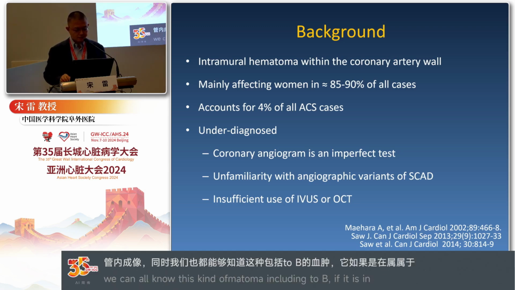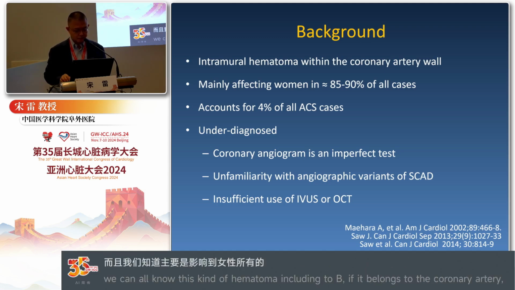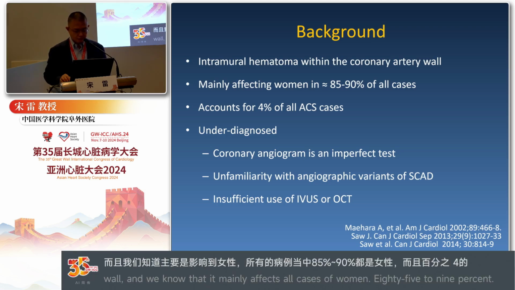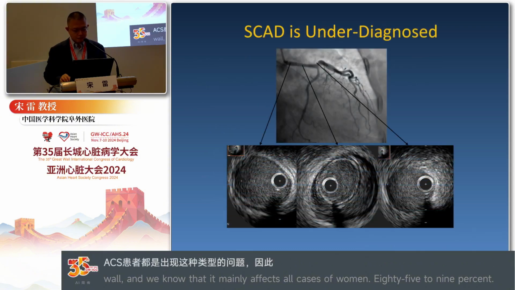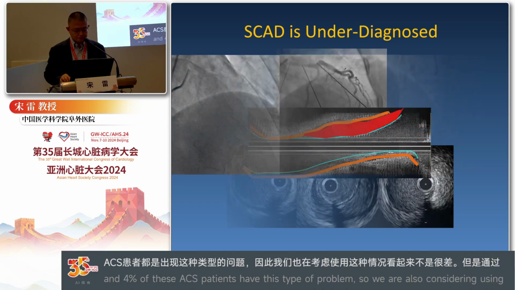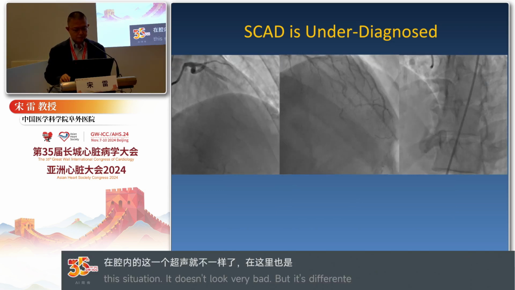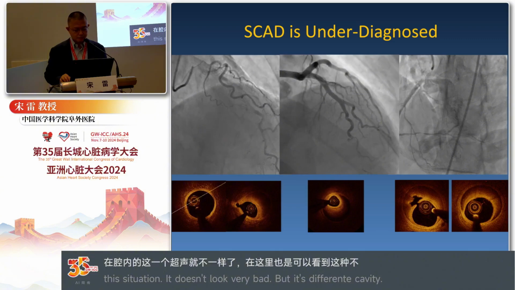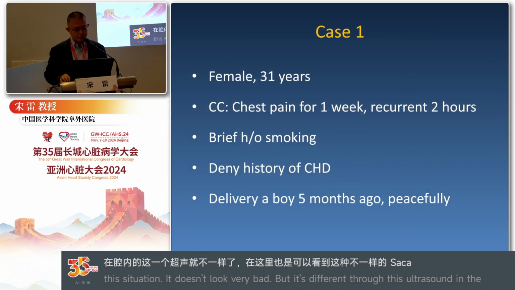It accounts for about 4% of all ACS cases, and it is under-diagnosed, mostly because the angiographic variant of SCAD is not familiar enough and intracoronary imaging is insufficiently used. This left main looks not so bad, but intracoronary imaging shows that it is SCAD. Here is another different presentation of SCAD, and OCT shows that it is SCAD.